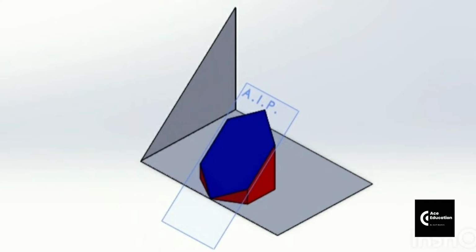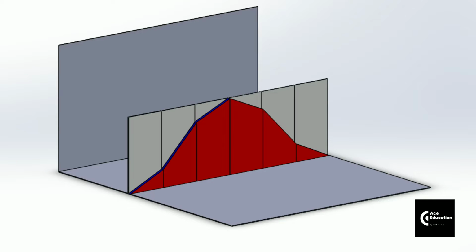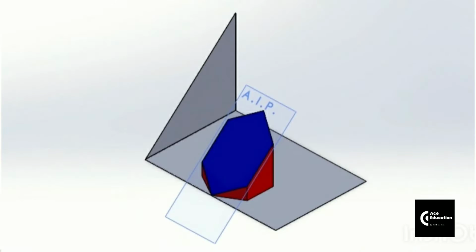At the same time, the way it got cut by AIP, the section can appear. That section must have a true shape, which is supposed to be drawn separately. Apart from these three views, we are supposed to develop the lateral surface of this solid, whether it is a prism, cylinder, cone or pyramid. We are supposed to open that lateral surface and develop it. The way it got cut on its surface, that cutting line should be visible in the developed surface. So friends, let's move to the problem directly.